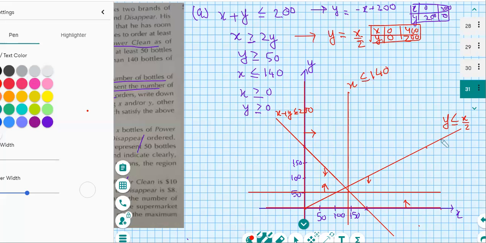So where is the region? Region is very small. It's just this. This is the region.